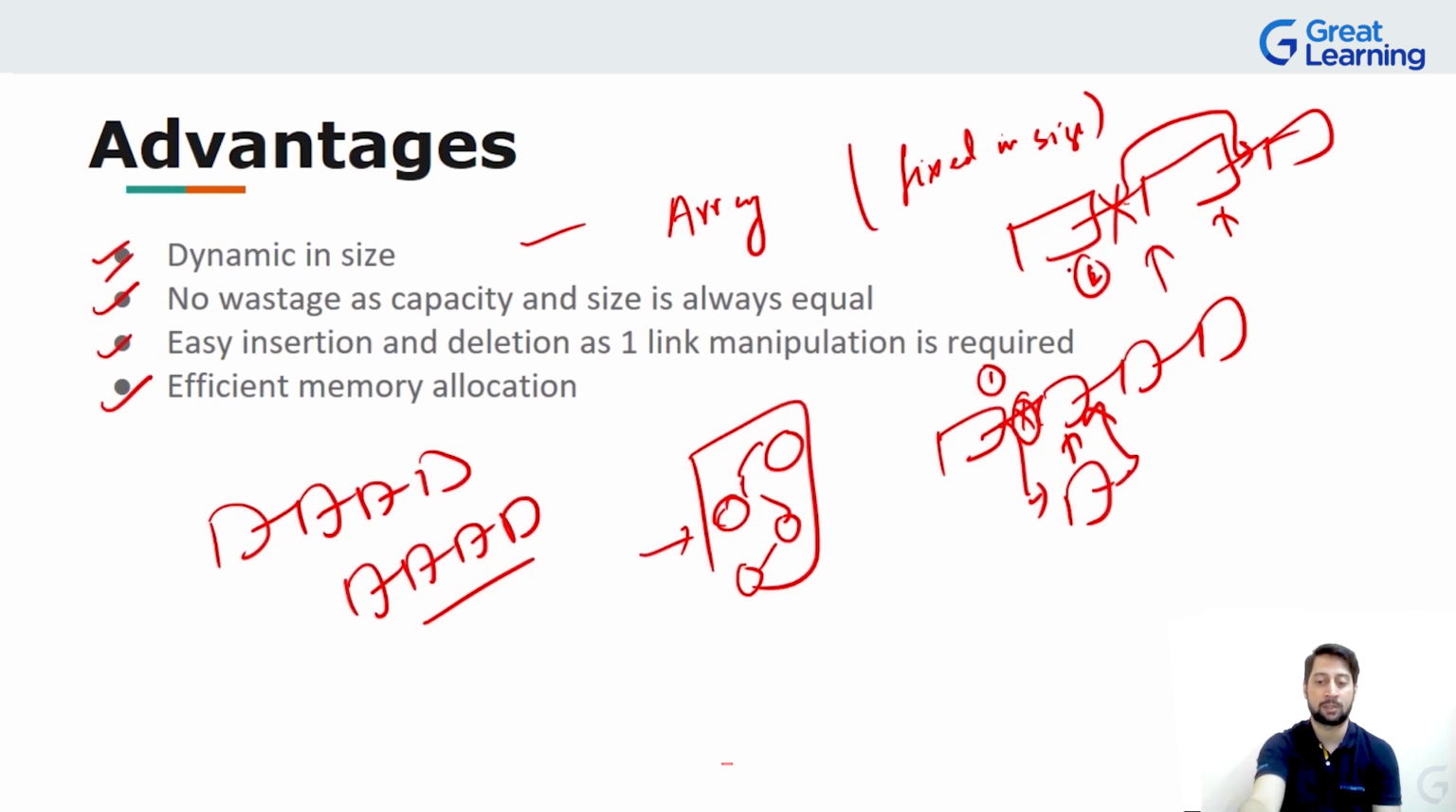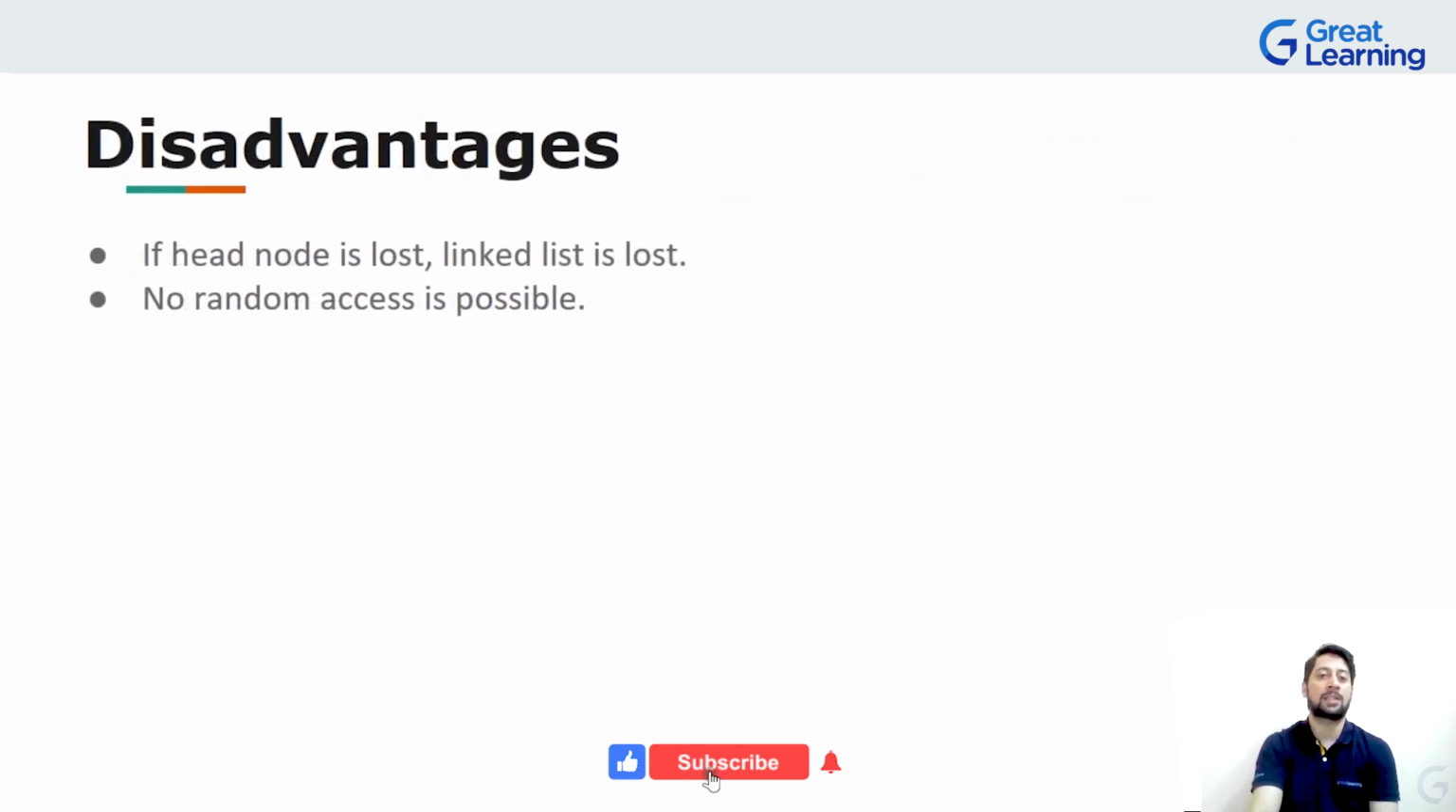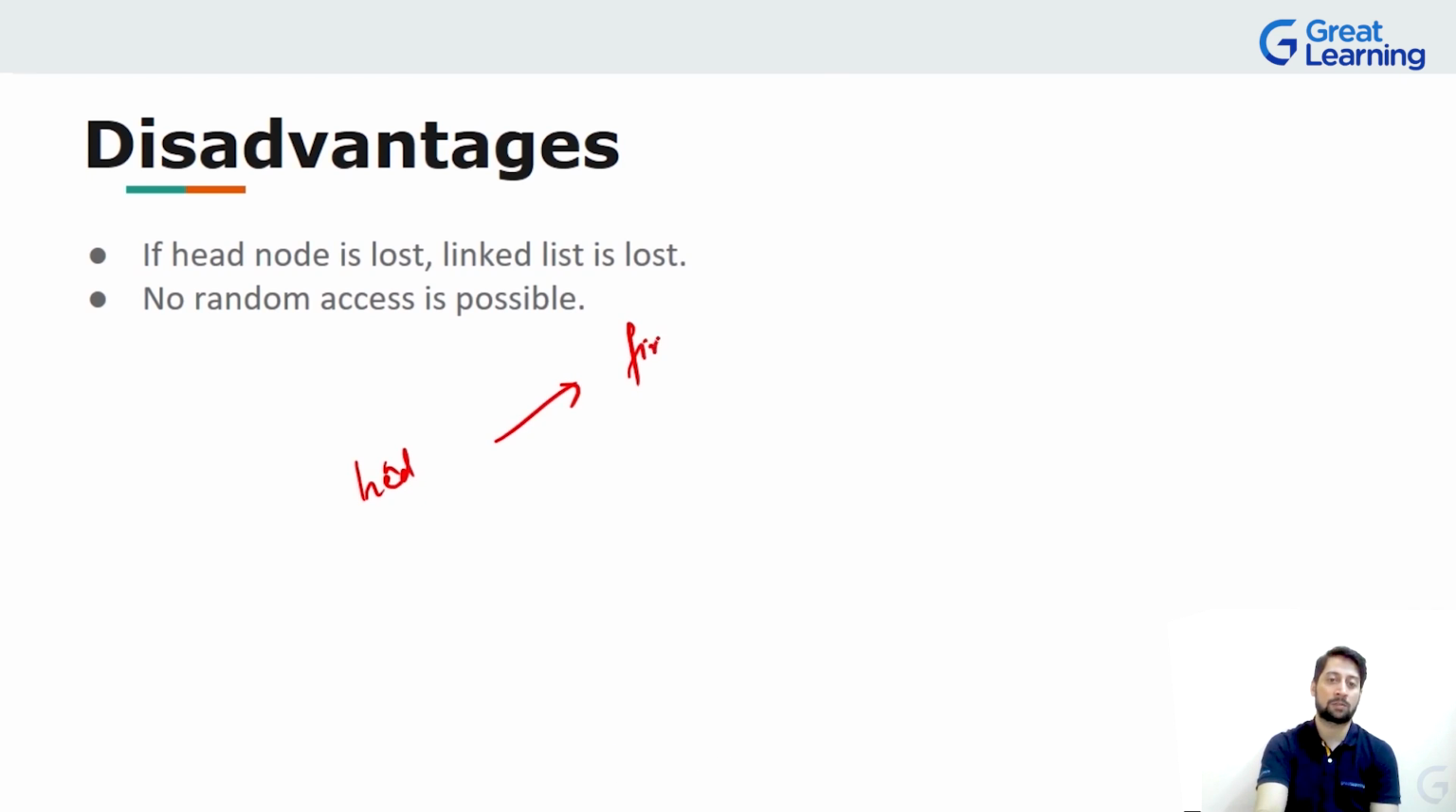Now when we talk about disadvantages, one of the major disadvantages is that you cannot lose your head, right? The head node that is always pointing to the first node, either in a singly linked list or a doubly linked list or a circular linked list. This head node cannot be lost. If the head node is lost or manipulated, the whole linked list will be lost, right?